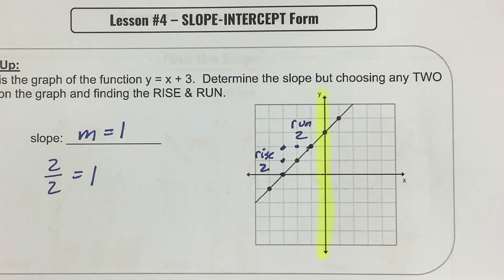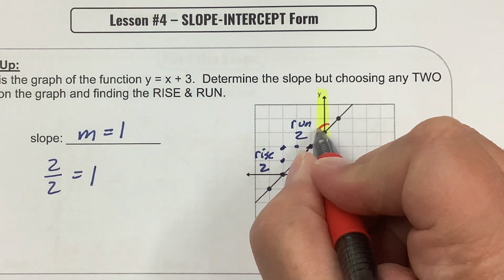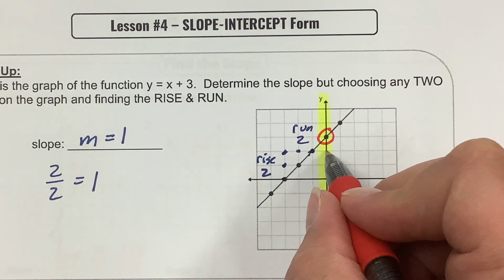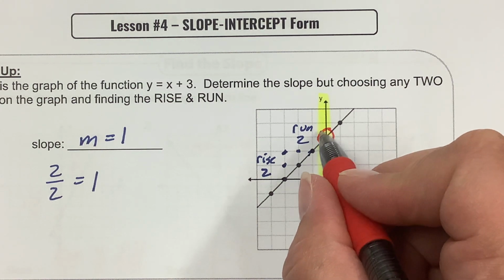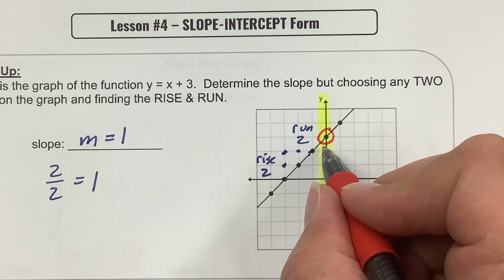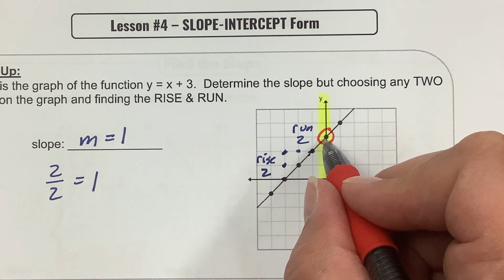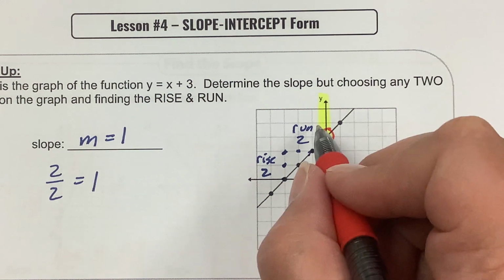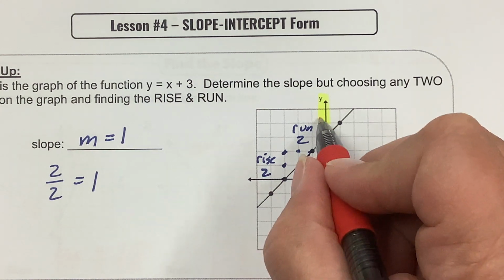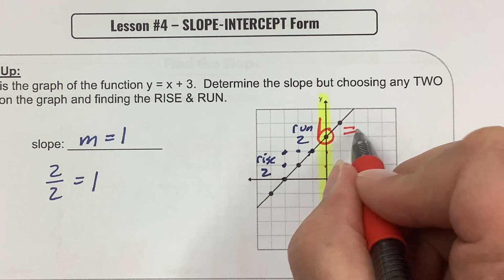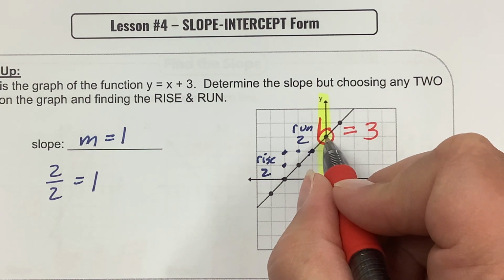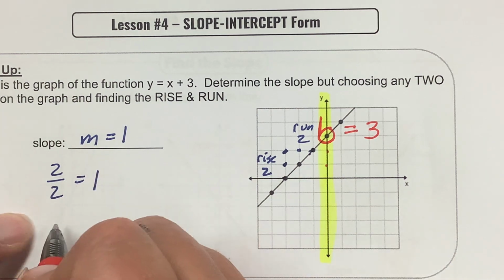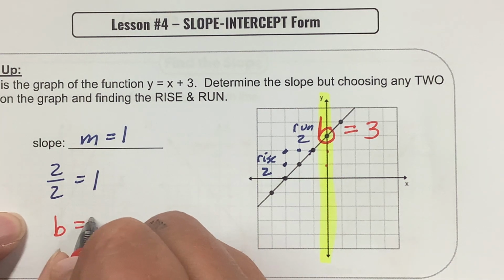And where it crosses, right here, and what is that? 1, 2, 3. This here is the y-intercept. The line intercepts the y-axis, y-intercept, and we use the letter b. And here it's b equals 3 because it's up 3. So I have m is 1 and b equals 3.